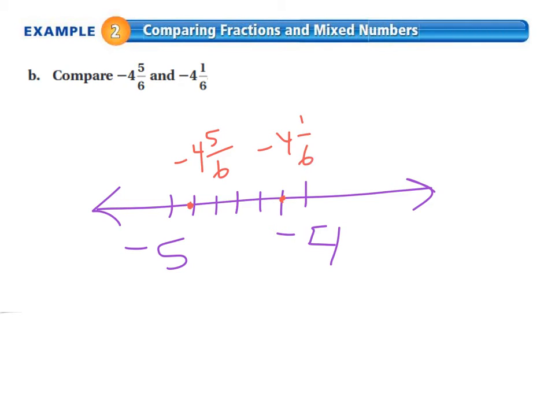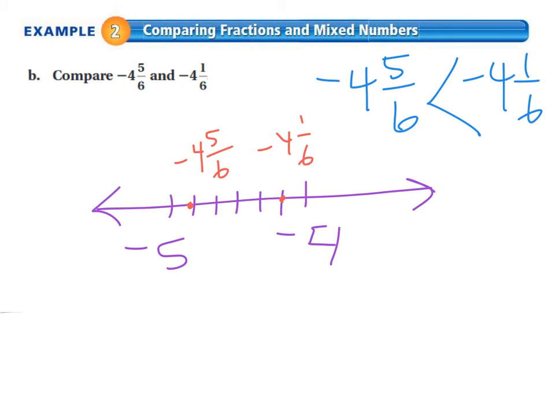So remember, if it's to the left on the number line, it's smaller. If it's to the right, it's bigger. So negative 4 and 5/6, negative 4 and 1/6. I'm going to actually draw the less than sign if I put this number on the left. And I like to keep them in the same order that they're given to me in the problem. There's no reason to switch them around. I just leave them how they are. And then draw the appropriate greater than, less than, or equal to sign right here.